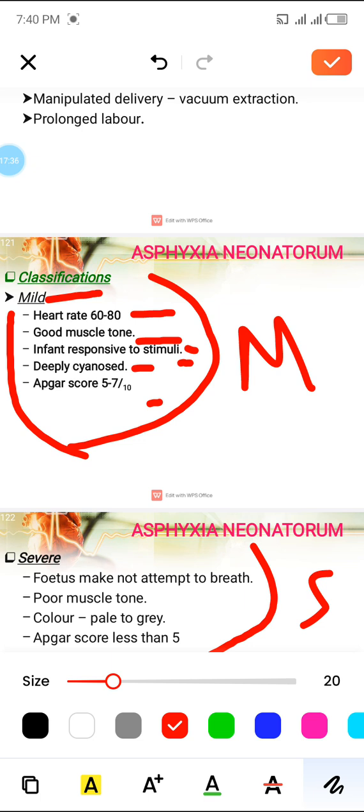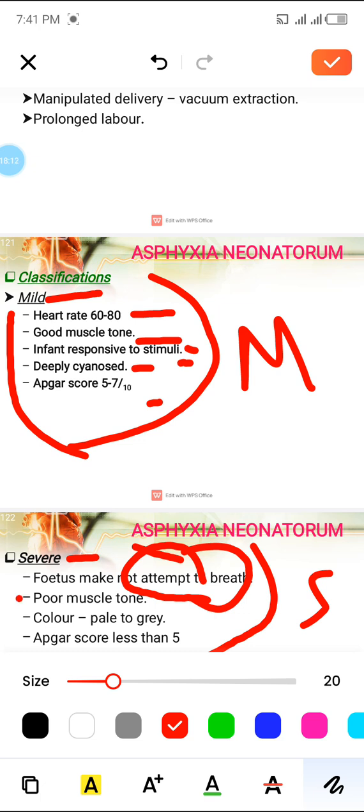Then when you go to another classification, you have to go into severe. So when you look at severe, you're going to have this infant, this baby, who might not attempt to breathe. That's why I've put this point, not attempting to breathe. So this baby might not attempt to breathe. That's the issue, meaning that this is why we come in with resuscitation. It has to be very quick.